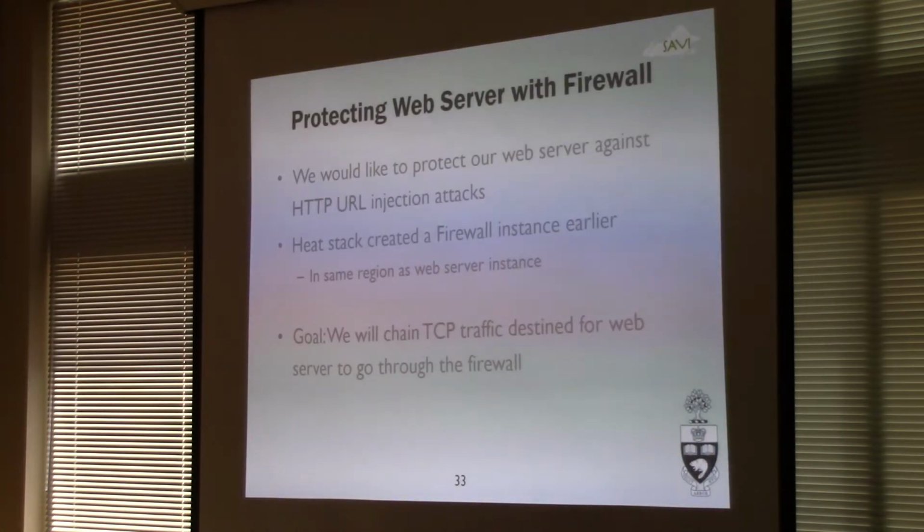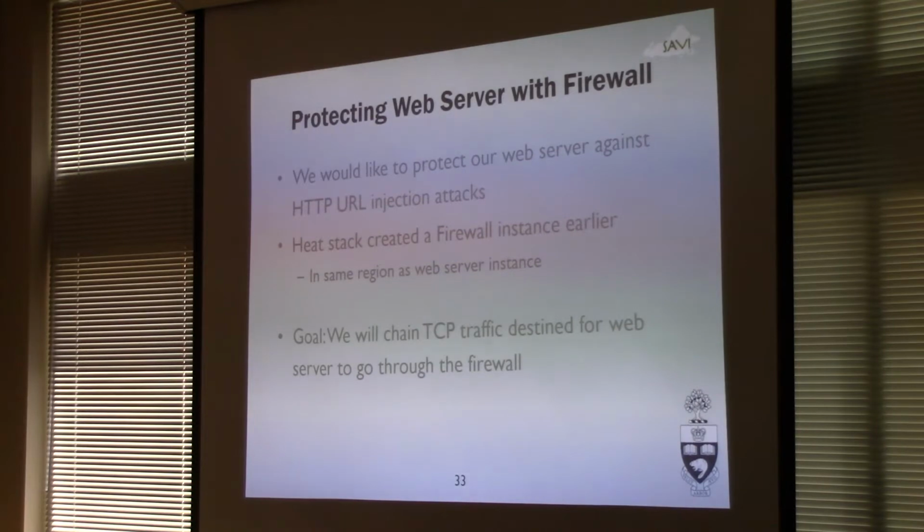So what we want to do now is protect our web server against an HTTP URL injection attack. We're not going to be doing any actual injection. What this does is, for every HTTP request that's made, it'll look at the actual URL, and if it finds a certain short string that it deems unsafe, it should just drop that packet. So within the heat stack that you created earlier, remember I said there's actually a third virtual machine that's booted up. That's the firewall machine. And if you were in the web portal, you probably saw that firewall.